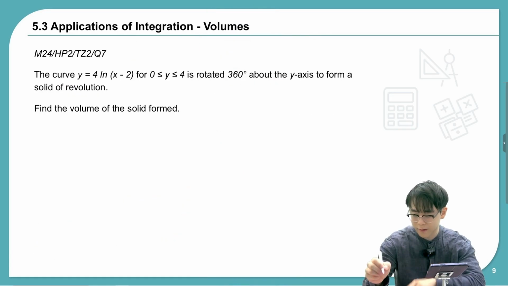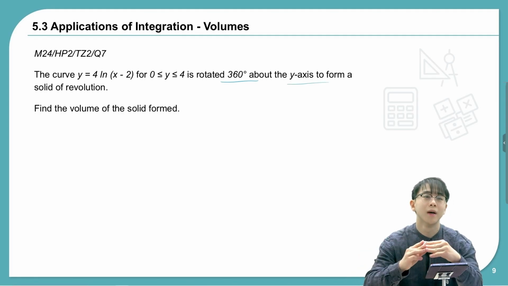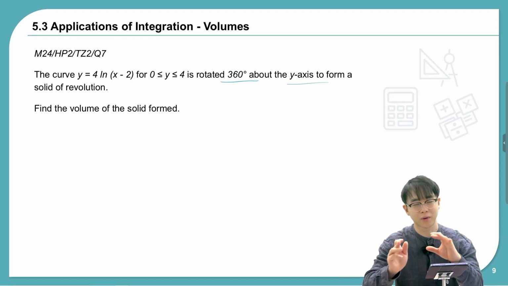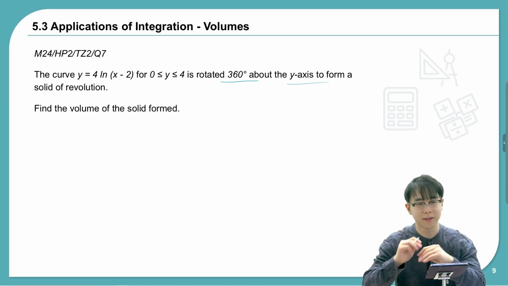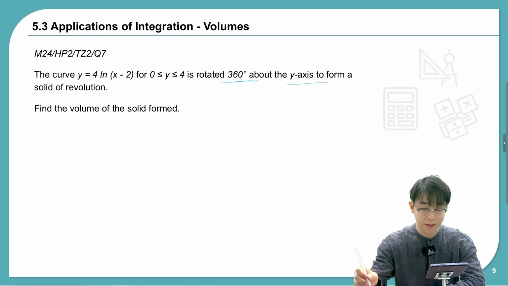We have a curve that's rotated 360 degrees about the y-axis, and we have a solid of revolution. In our formula booklets, we know which formula to use, but just to make sure, you should trace it out and see if you're revolving it about the x-axis or the y-axis, and you need to educate yourselves on any boundaries that you're trying to revolve this.